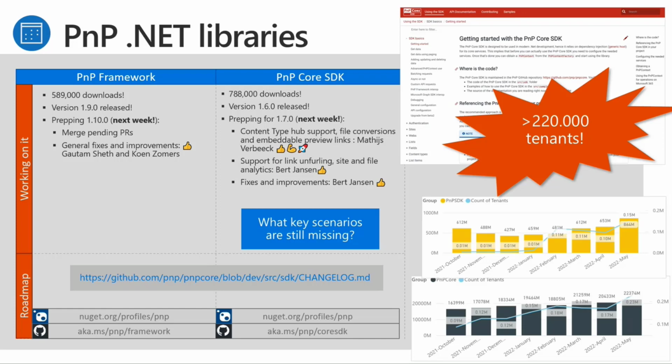Preview links is also a Graph feature that we connected to the PnP SDK. So you can get an embeddable preview link for a document, so you can then use an iframe and show that document in read-only mode in your application.